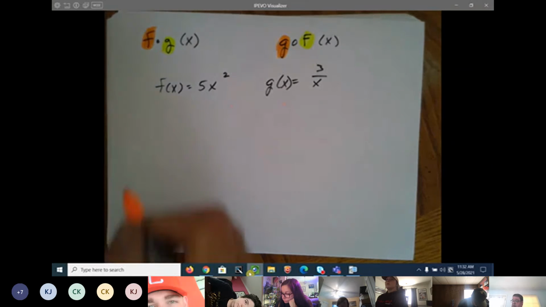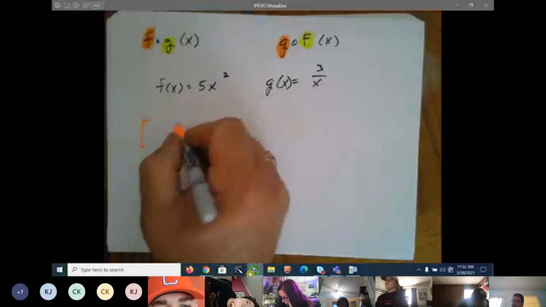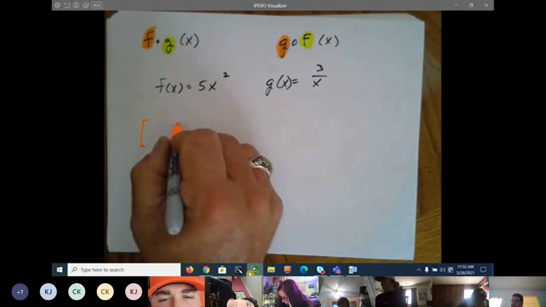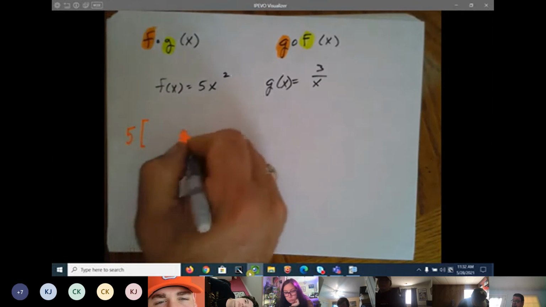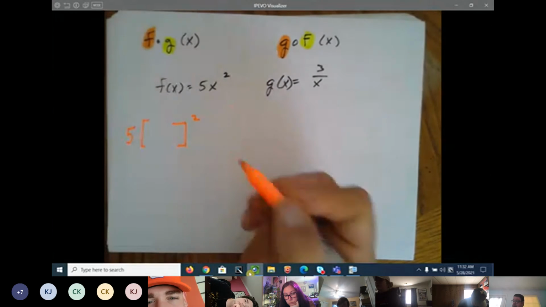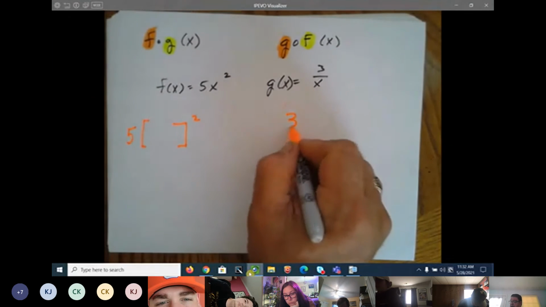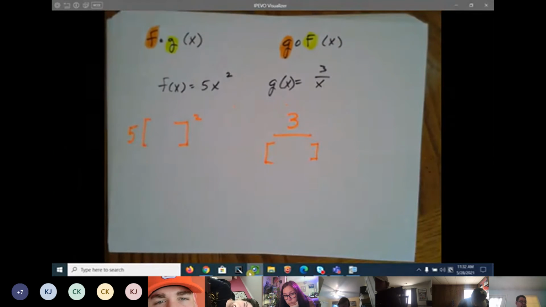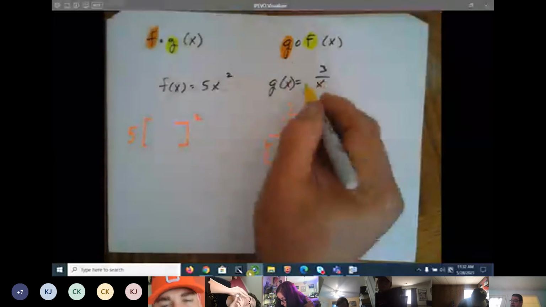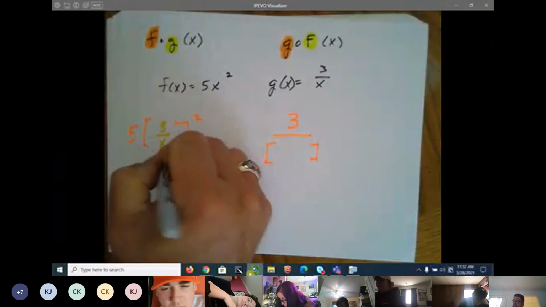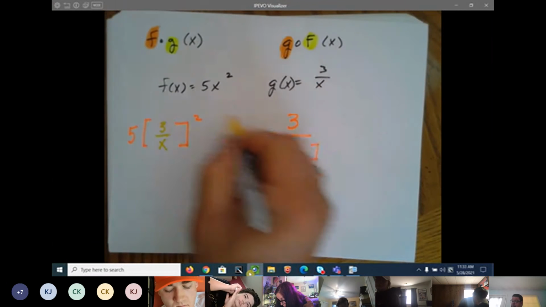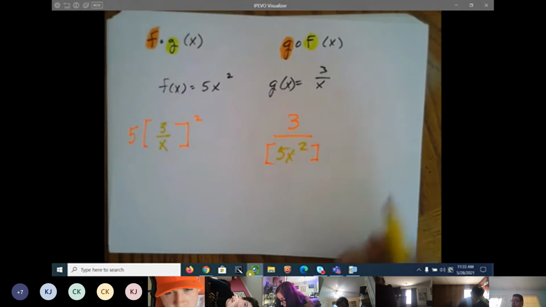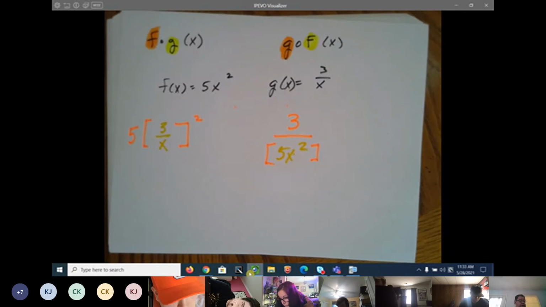So brackets, that's 5 brackets squared, and g is 3 over brackets. And here I'm going to plug in g of x, and here I'm going to plug in f of x, and try to simplify as much as possible.